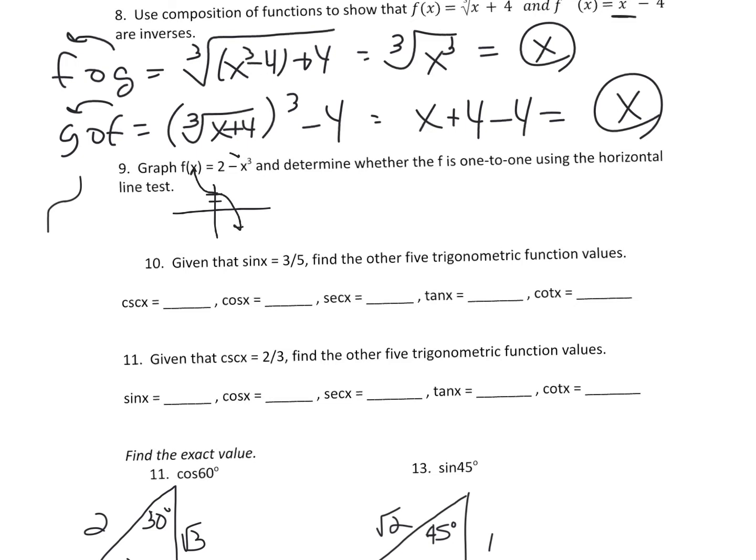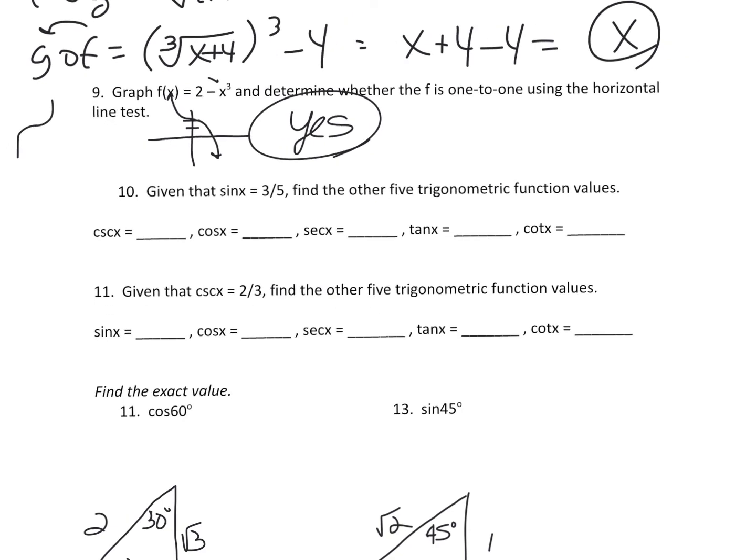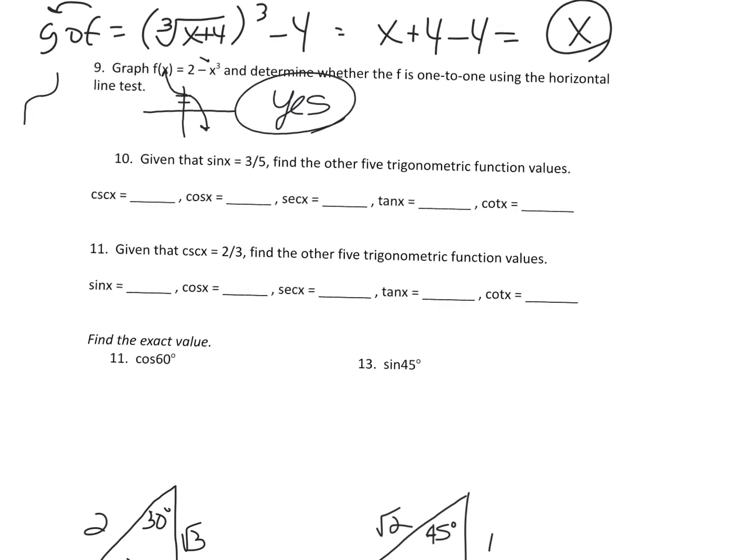And you got to ask yourself, does that pass a horizontal line test? Yes. So is it 1 to 1? Yes. Number 10. Given that sine is 3/5, find the other 5. Okay, this one you need to draw your triangle. So come over to the side somewhere, draw your triangle, put theta somewhere, and it tells you sine is 3/5. Sine is opposite over hypotenuse. You need to find this third side.